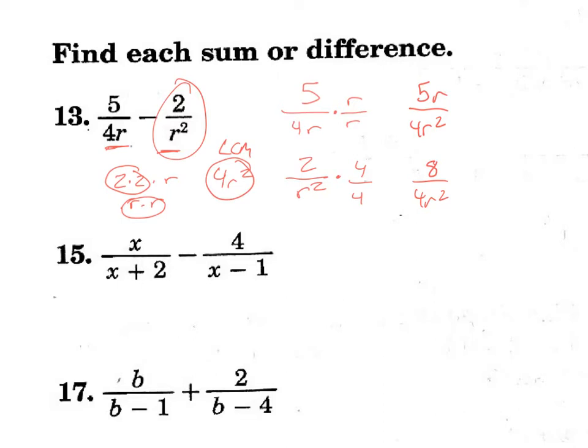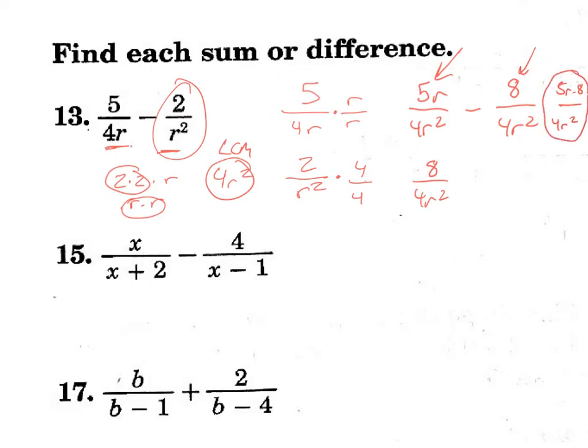Now we can subtract them just like we wanted to at the beginning. So we line them up next to each other again. Okay, now we can solve. Obviously our denominator will be 4r squared, right? I can't combine these. This is 5r and this is just an 8. They don't have the same variable, so I can't put them together. I just have to write my final answer like that.